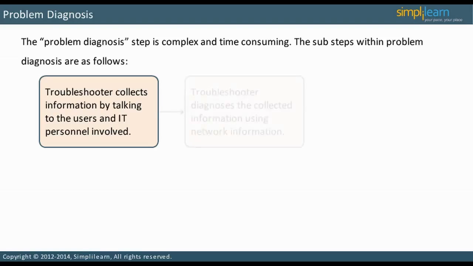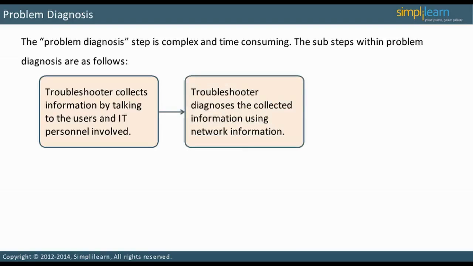The next sub-step is to examine the collected information. In addition to the information collected from people within an organization, the troubleshooter uses network information to diagnose the problem. Such information includes baselines collected when the network is operating normally. Furthermore, network event information, such as syslog, can also be helpful.